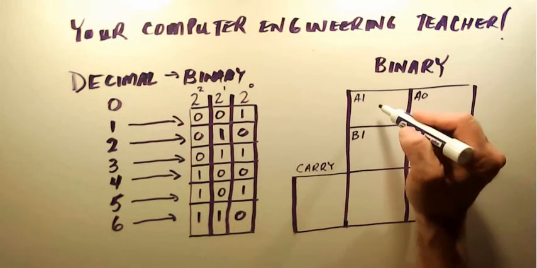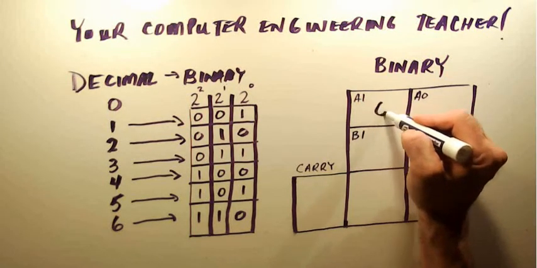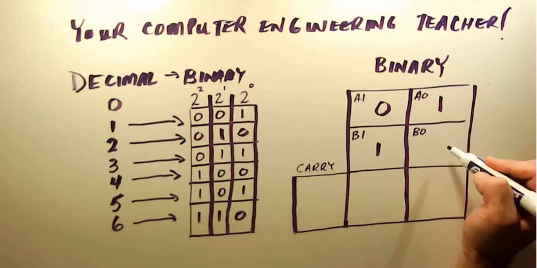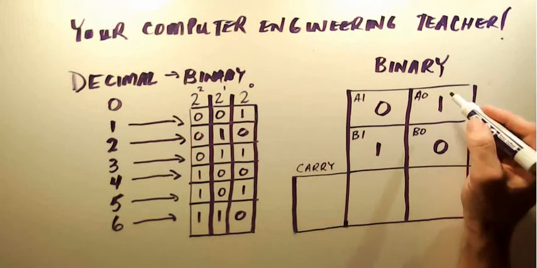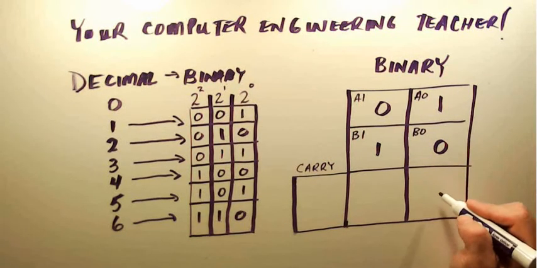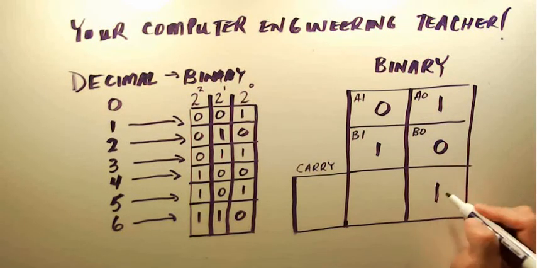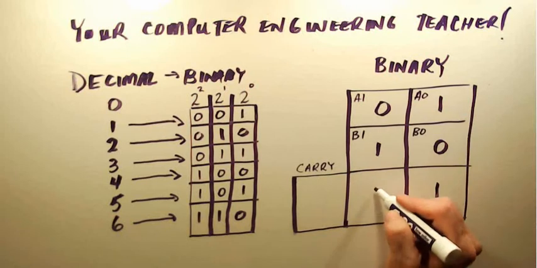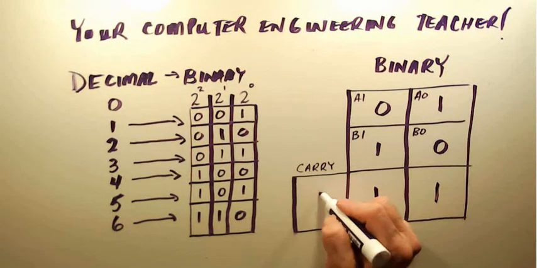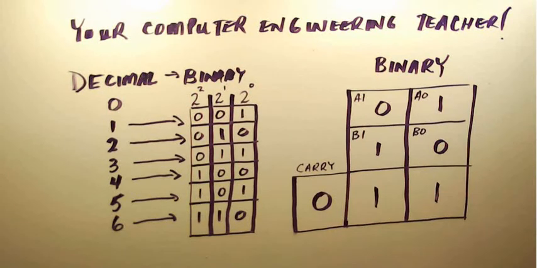So for instance, if we were adding the binary number 0, 1, and we added it to 1, 0, we're simply going to start with the ones position and add these together, and you'll get a 1. Add these together and you'll get a 1. There is no carry in this case, so we're going to put a value of 0 for the carry bit. So that would be adding the binary number 0, 1 plus 1, 0.